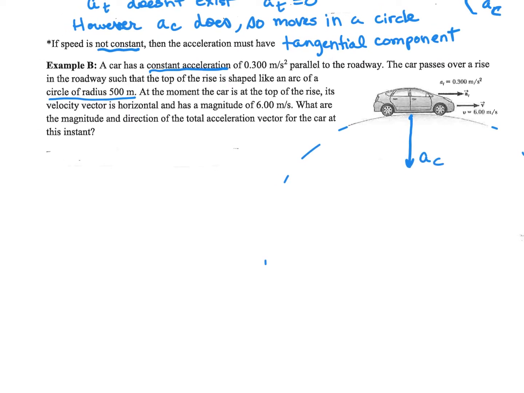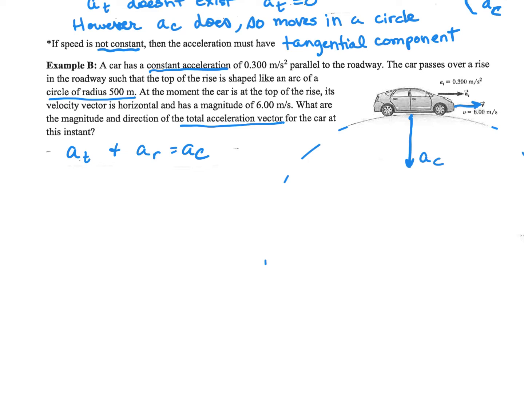At the moment the car is at the top of the rise, its velocity vector is horizontal. So it's telling you it has a velocity this way of 6 meters per second. What's the magnitude and direction of the total acceleration? So for total acceleration, we are going to need to find a tangential and a centripetal, or a radial, if you want to think about it that way. So how do we do that? We're going to find a tangential and a radial, which of course is a centripetal.